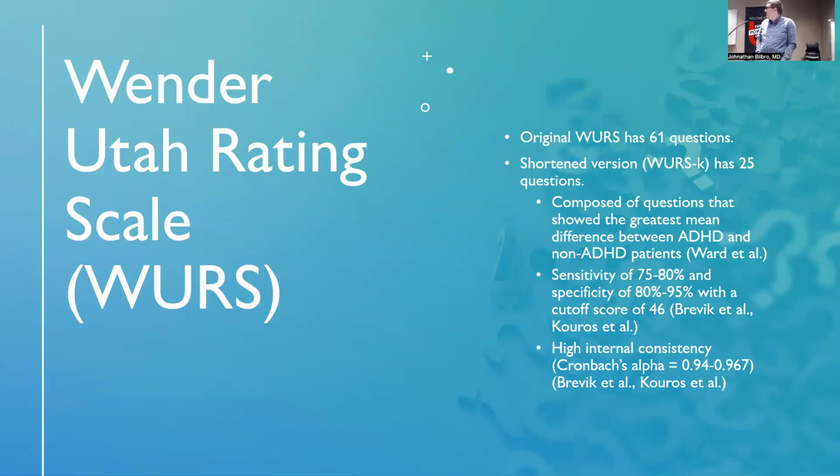The original had 61 questions, which isn't the best if you're working in a busy clinic environment, where you have to move quickly with patients sometimes. So they actually did also put out a shortened version that has only 25 questions, and they selected those 25 questions during the validation process by picking the questions that showed the greatest mean difference between ADHD and non-ADHD patients. So these questions basically give you the most bang for your buck. I've put some psychometric properties of these tests here. I'm not going to read through all these. That information is there if you're interested in looking at it.